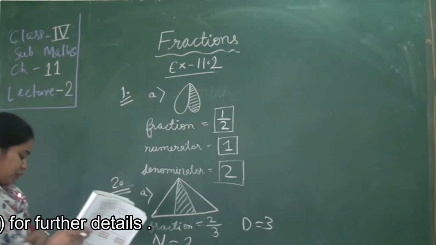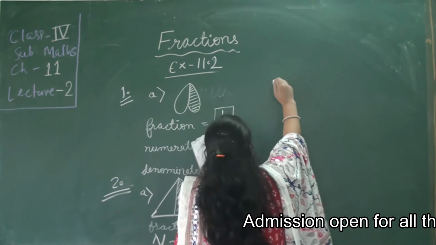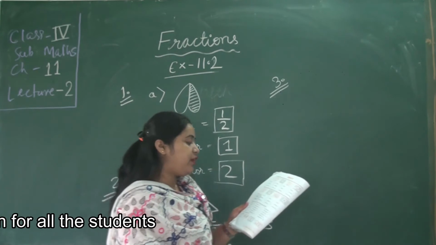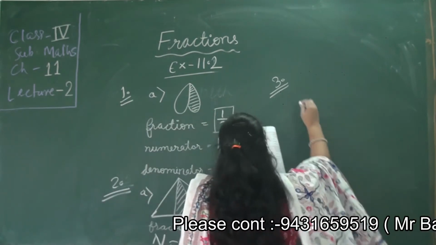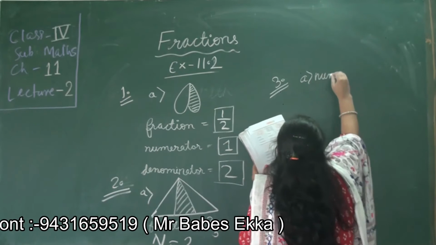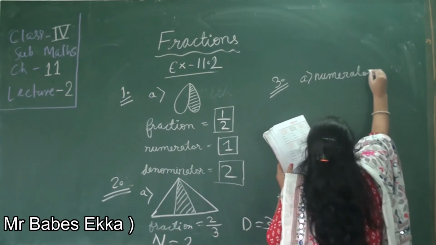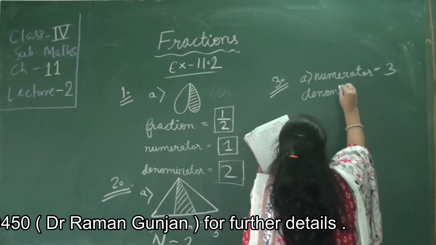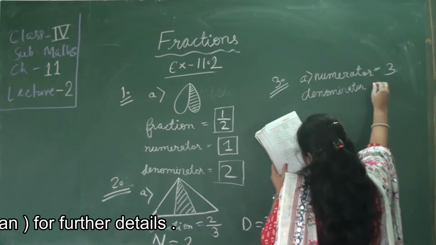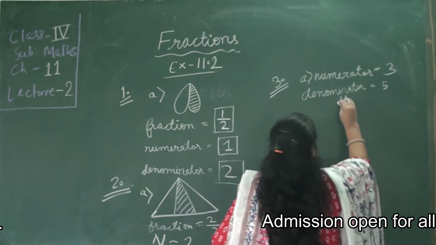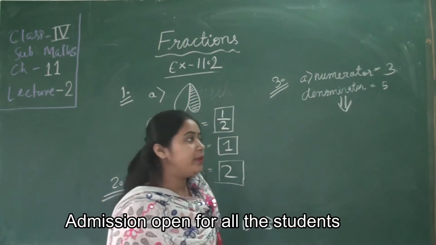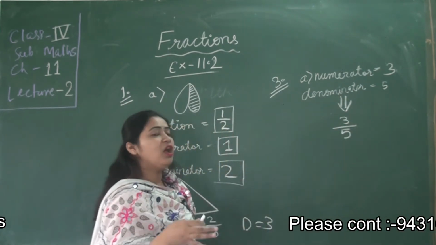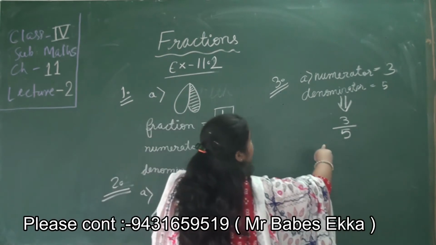Now let us move to question number 3. In question number 3 you have to make the fractions with the given numerators and denominators. For example, in question number a, the numerator is given as 3 and the denominator is given as 5. So what will be the fraction with numerator 3 and denominator 5? The fraction will be 3 by 5, or you can say 3/5, 3 over 5. In this way you have to do question number 3.